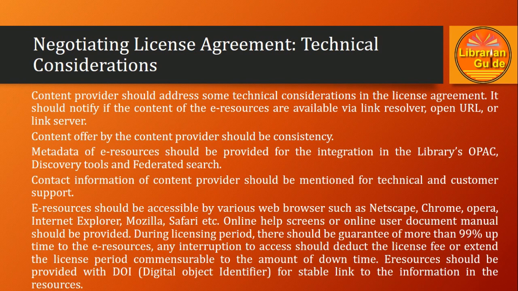a guarantee of more than 99% uptime of e-resources without any interruption. Suppose sometimes it is not accessible, so there should be provision to deduct the license fee or extend the license period commensurate to the amount of downtime. E-resource should be provided with a digital object identifier for a stable link to the information in the resources. So these points should be taken care of very, very carefully.